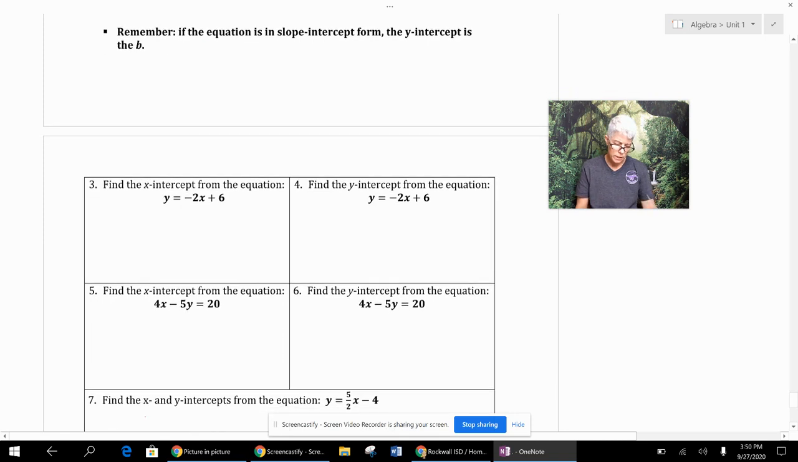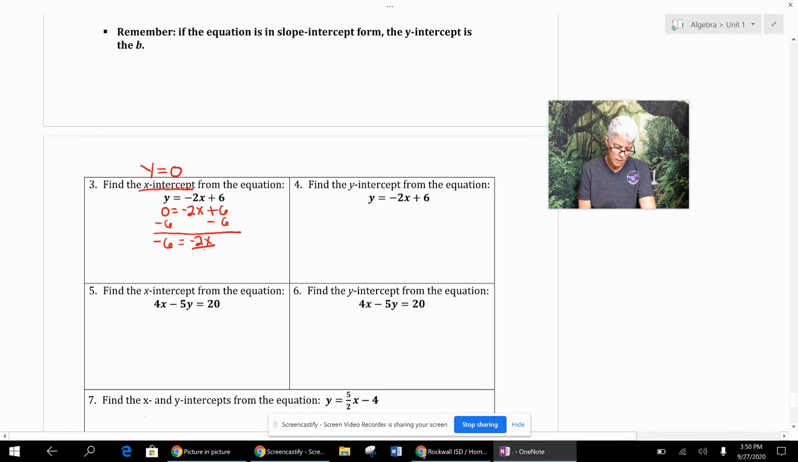Find the y-intercept. Find the x-intercept. Now remember, with the x-intercept, y equals 0. Now if you can remember that, watch how easy this is. I'm going to put a 0 right here. And now I'm going to solve for x. So minus 6, minus 6.